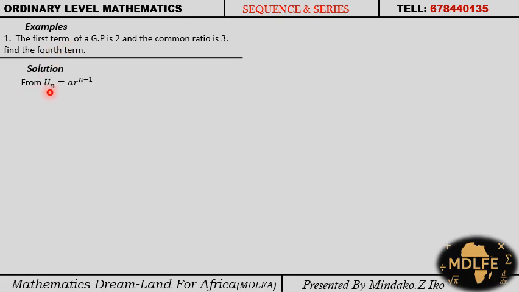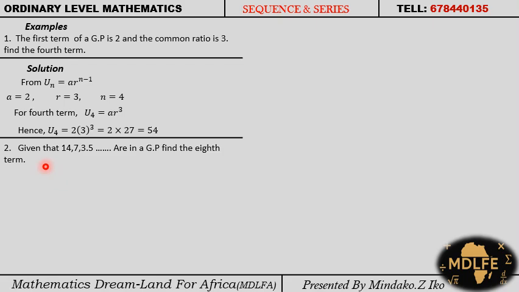From un equals a times r to the power n minus 1, my a is equal to 2, while my r, which is the common ratio, is 3, and since we are to find the fourth term, my n equals 4. It means that for the fourth term, we have u4 equals a times the common ratio cubed. Hence, u4 is 2 times 3 cubed. My 3 cubed is actually 27, times 2 is 54. So that is the answer.